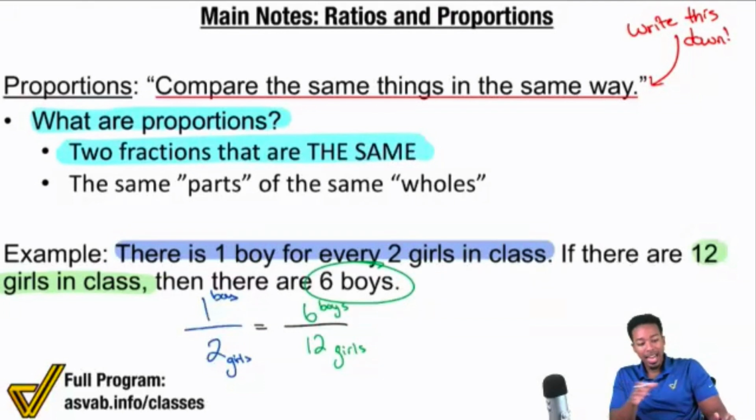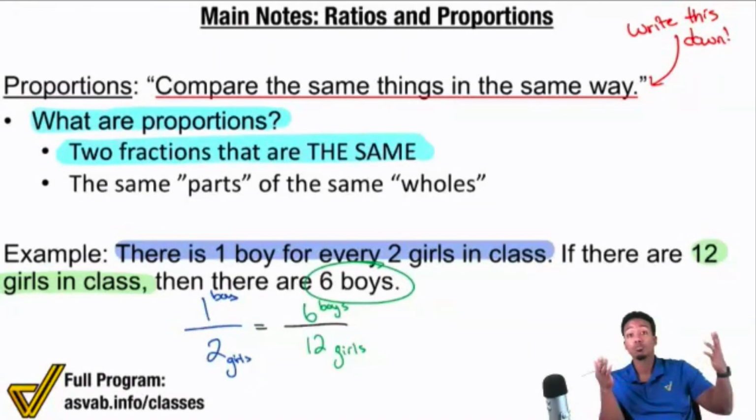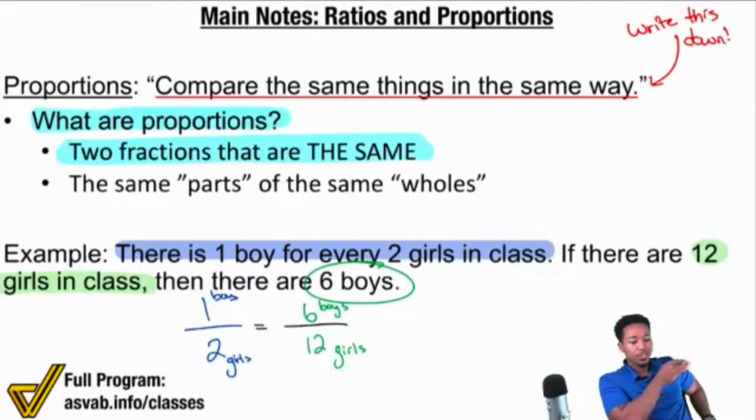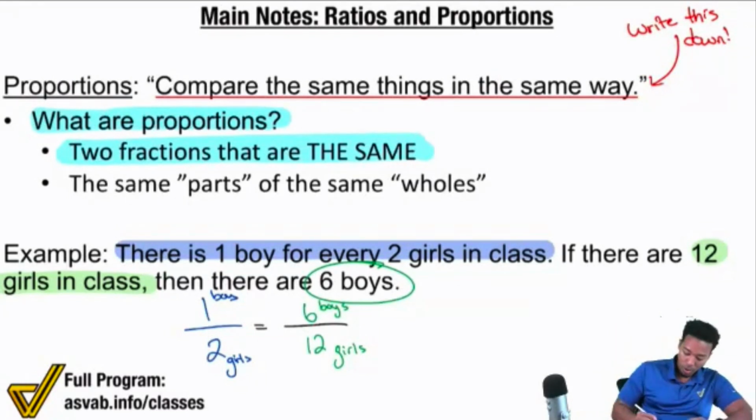Now, that's not the reason why I'm showing you this right now. The reason I'm showing you this is to show you exactly what a proportion is. Again, it's the same comparison in the same way. So, question. One of the ways that we can solve proportions is cross multiplying and dividing. Yes or no? You can solve a proportion by cross multiplication and division. Great, sounds good.